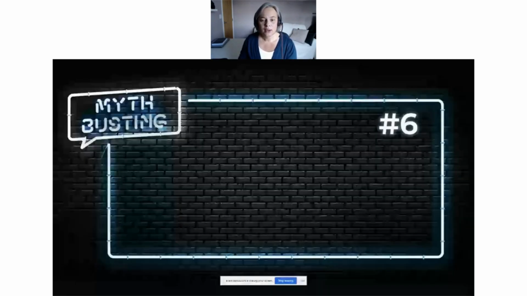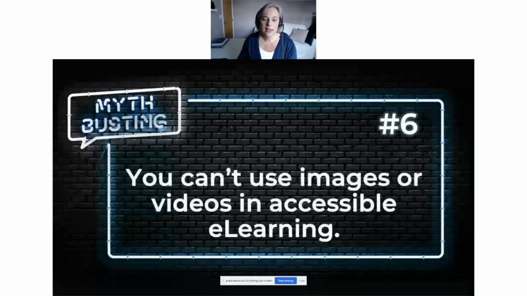So now the next myth that we're going to tackle shifts us to thinking more about the e-learning content itself. And this is one that goes something like, you can't use images or videos in accessible e-learning. And I think this myth has mainly come about because of our reliance for many years as an industry on providing an accessible alternative for our e-learning courses.